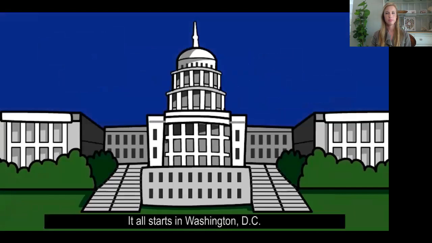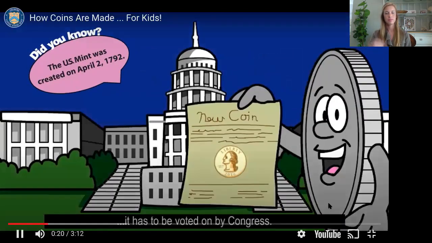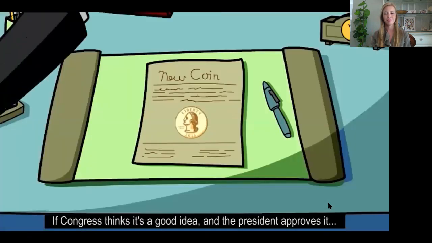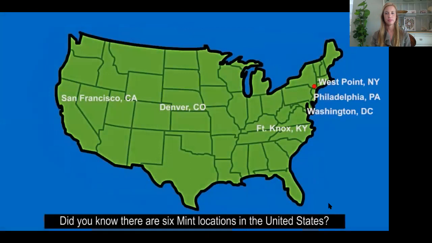It all starts in Washington, D.C. Before a coin ever becomes a coin, it has to be voted on by Congress. All in favor, say cha-ching. If Congress thinks it's a good idea and the president approves it, a new coin is authorized for the United States Mint to make. Did you know there are 6 mint locations in the United States?